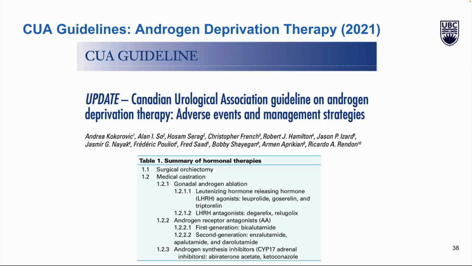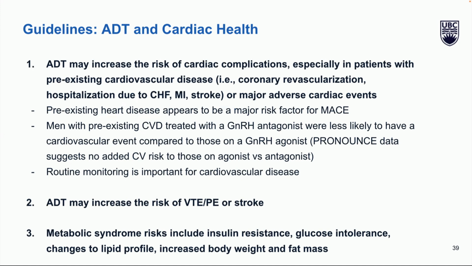So finally, we have our CUA guidelines that offer us some important information and considerations for individuals with chemical or surgical castration status. With regards to cardiac health, ADT may increase the risk of cardiac complications, as we mentioned before, especially in patients with pre-existing cardiovascular disease. As recommended, there should be routine monitoring and referral to a cardiologist or cardio-oncologist for optimization. In terms of VTE and PEs, as well as stroke risks, individuals on ADT are at an increased risk, but the data doesn't really support the use of routine prophylaxis for this.